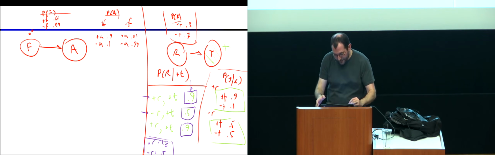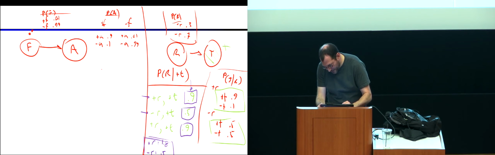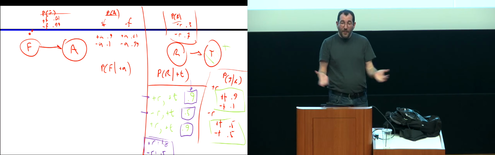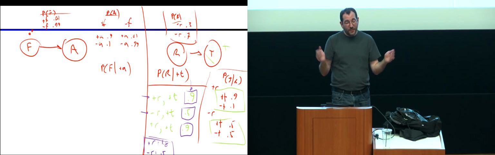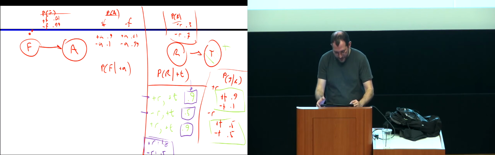So first we need a query. How about let's compute the probability of fire, the distribution over fire, given that my alarm went off. How am I going to compute this? Well, I need samples that say plus A. So I could do rejection sampling. Let's do some rejection sampling.